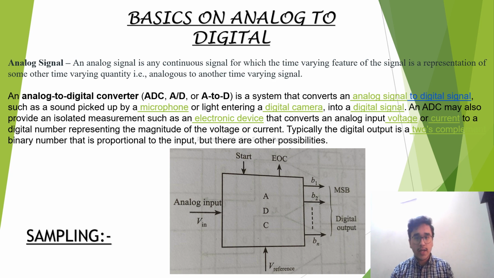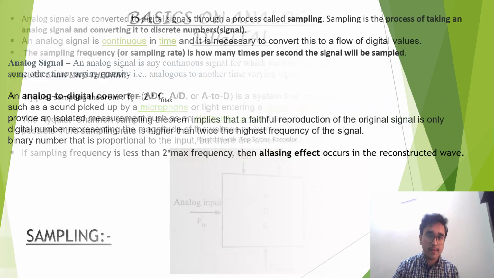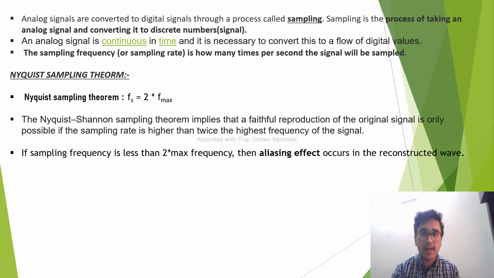Okay. So next, there are a few technical terms, or a few processes, which are involved in an ADC, and let us look into them one by one. The first one is called sampling. Sampling is the process of taking an analog signal and converting it into a discrete number of signals. As you know, an analog signal is in continuous form, so we have to convert it into discrete signals. From here comes another term called sampling frequency, which defines how many times per second the signal will be sampled.